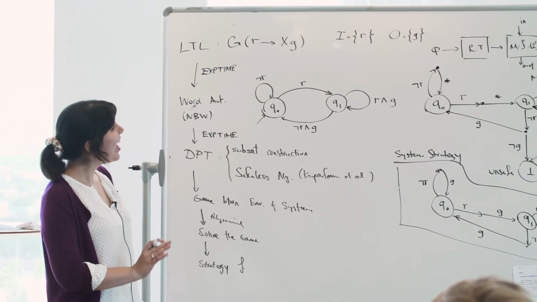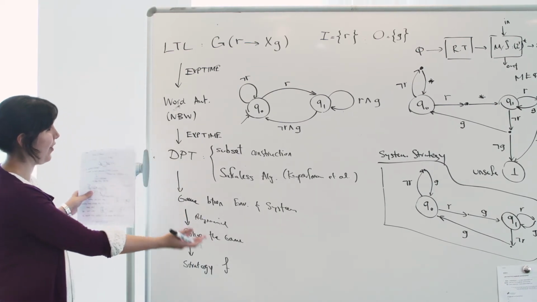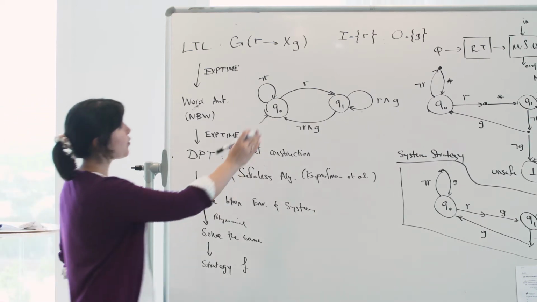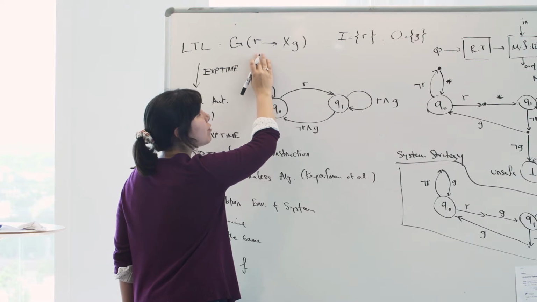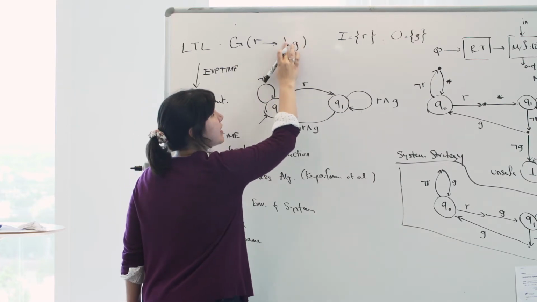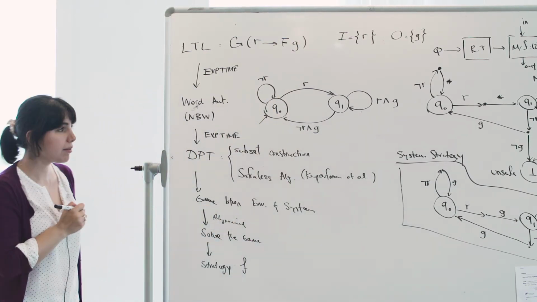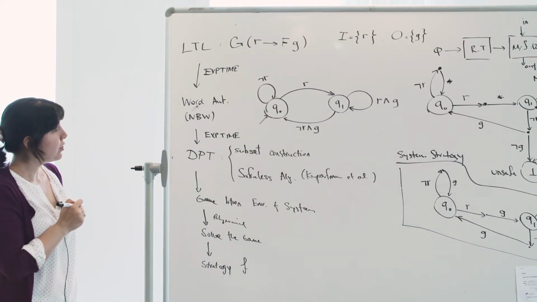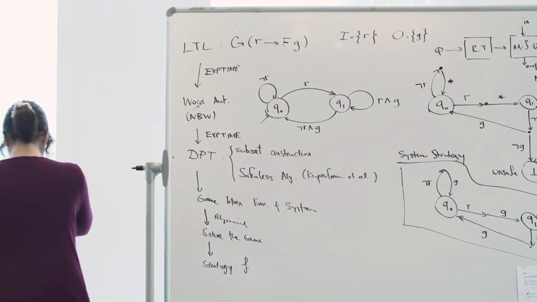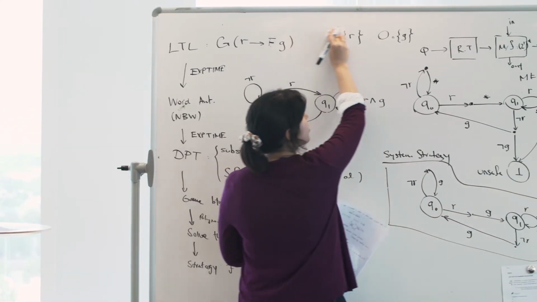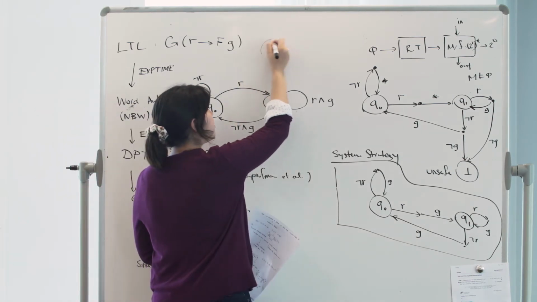Okay, so I want to just change this a little bit to show you that it's not as simple as what I've shown on the board. And what I want to do is actually change the specification. So it is globally, if I get a request, instead of granting it at the next time step, I make this eventually I grant it. Okay? So then creating this word automaton is actually not this simple. The word automaton I'll end up in is going to look something like this, where I'm in a state.